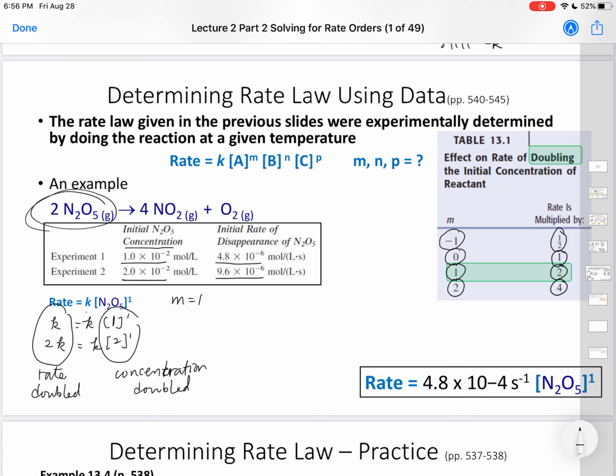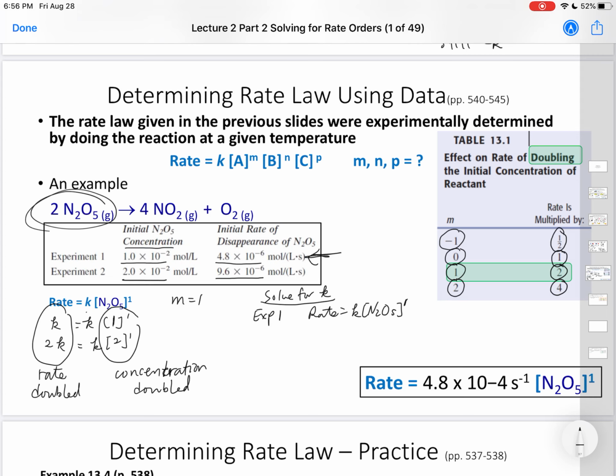The other thing you should know is how to solve for k in actual numbers with a real experiment. What you do is you just choose an experiment. It doesn't really matter which experiment you choose. You're going to get the same answer. So to solve for k, I'm going to choose experiment 1, although you can use experiment 2 and get the same answer. I'm going to say the rate is equal to k times N2O5 to the 1, based on my experimental data.